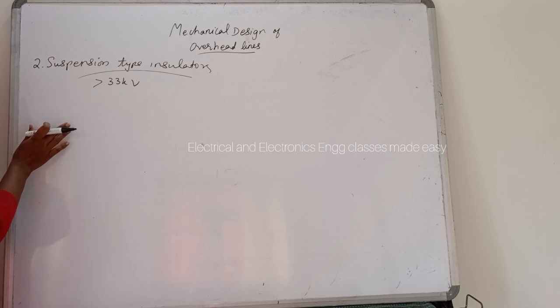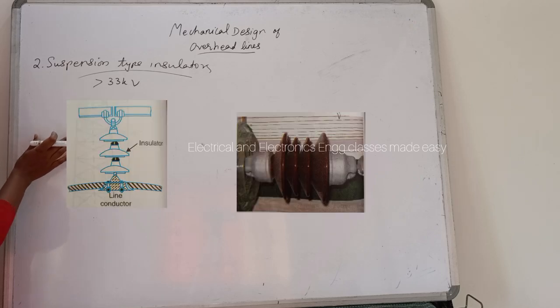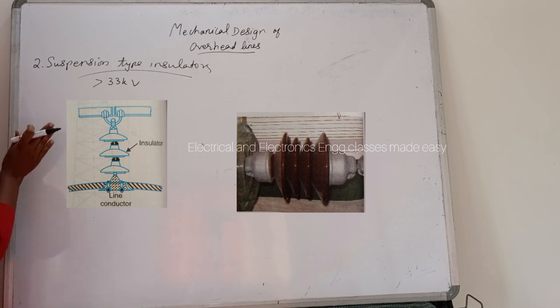insulators. So it consists of a number of porcelain discs connected in series by metal links in the form of a string. The conductor is suspended at the bottom end of this string, while the other end of the string is secured to the cross arm of the tower.